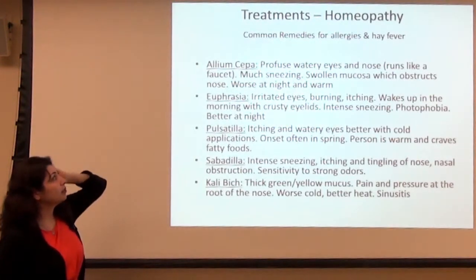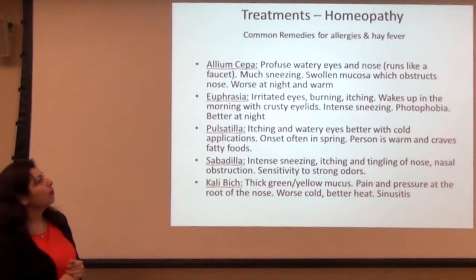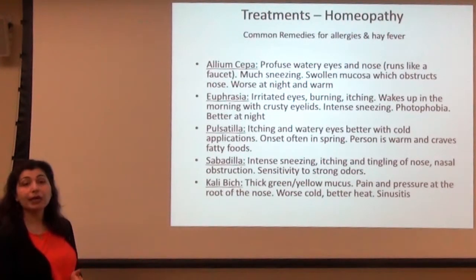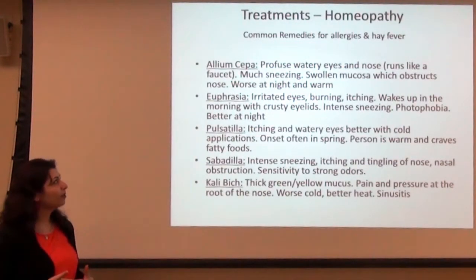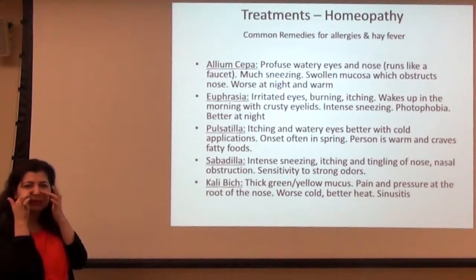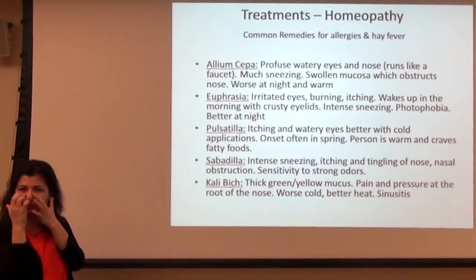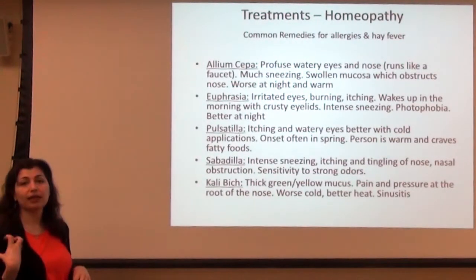Let's look at Allium cepa. This is actually onion; it's the Latin word for onion. What's characteristic of this is profuse watery eyes and a nose that, like I said, runs like a faucet. A lot of sneezing, swollen mucosa, so your nose is running but it's also blocked, which is kind of ironic, right? And your symptoms are worse at night and in warm temperatures.